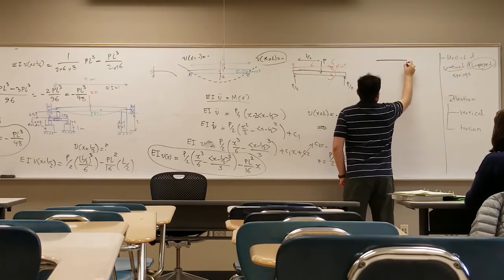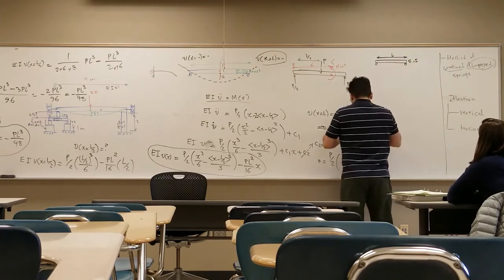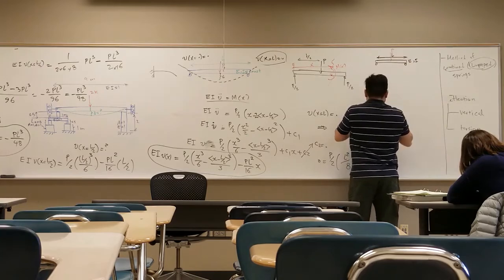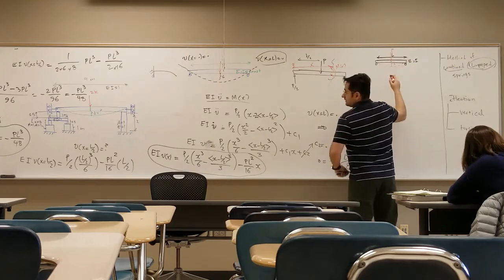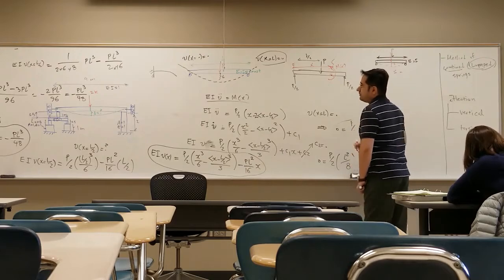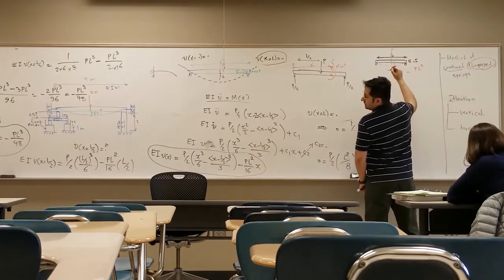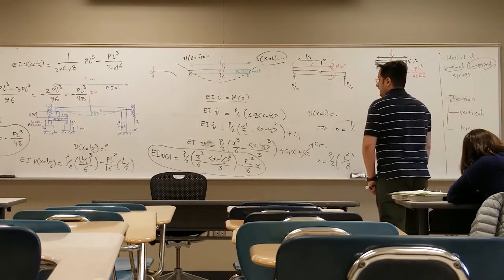So if you have a beam like that, support, length L, E, I, and then you have force P here at the middle, then delta, this is delta. Then delta is equal to, what is the formula? Over there. Negative PL cubed over 48 EI.